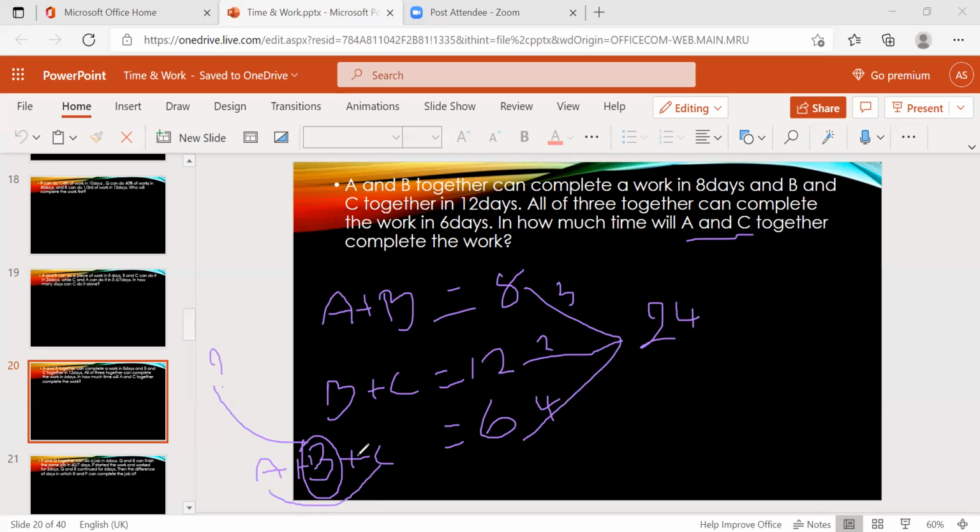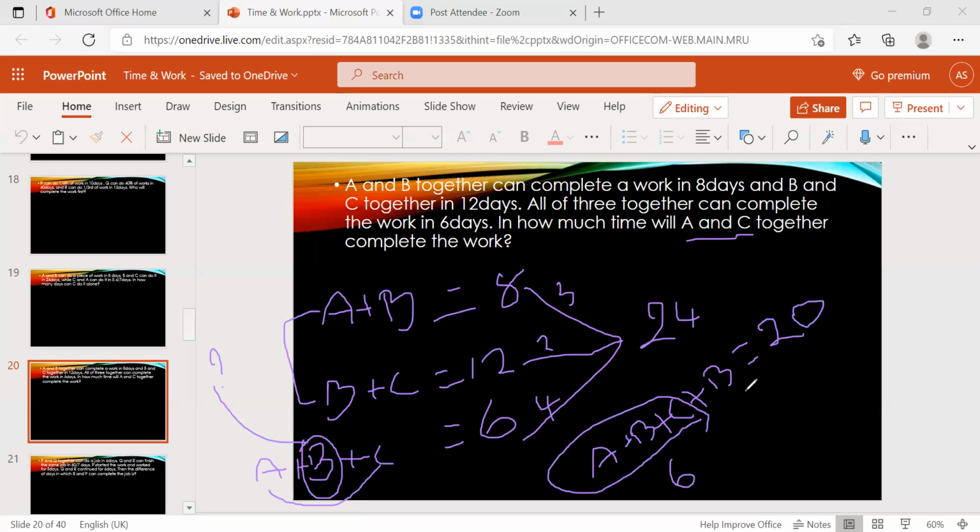So how are we going to find the B value? Add these two. A plus B plus B plus C. Then what is that? A plus B plus C plus B. Take separately. Now A plus B plus C value we know. What is that? 6. First of all, this is nothing but 6. They gave it in the problem. And add these two, 12 plus 8, it's nothing but 20, right? Now B value, 20 minus 6.